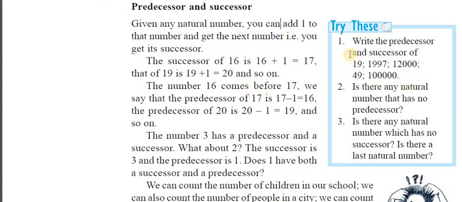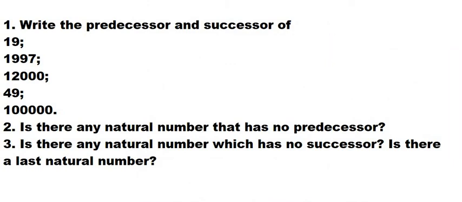And here is the given: try these. Write the predecessor and successor of the following numbers. So we will try to do this in the book. Okay. So what is the question he is asking here? Write the predecessor and successor of 19, 1997, 12,000, 49, and this is 1 lakh. And what is the next question he is asking? Is there any natural number that has no predecessor? And next, is there any natural number which has no successor? Is there a last natural number? Okay, so one by one we will solve this without any problem.